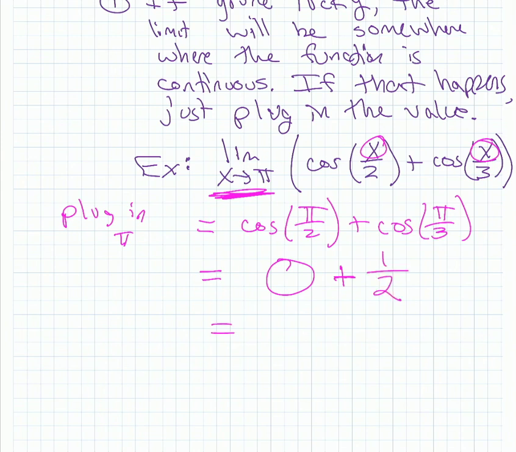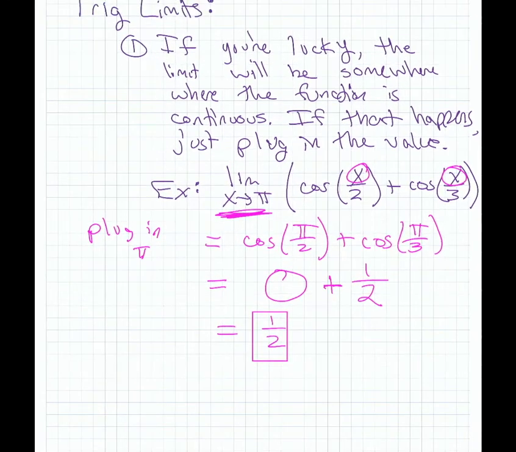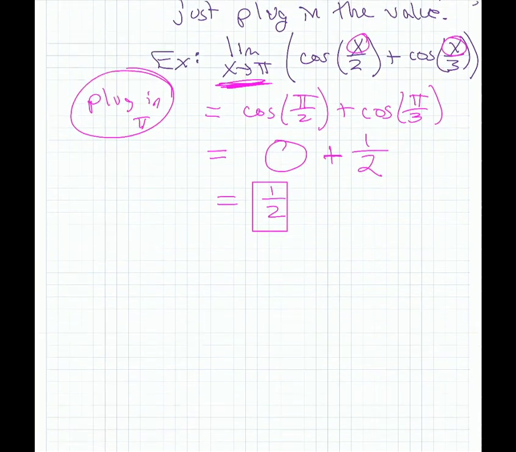So you add those together, and you get 1/2, and that's your answer. Okay? So that's the case if you're lucky, right? If you're lucky, you can just plug in the value. And you always know that the way you start out a limit is you at least try to plug in the value. So if you plug in the value and you get a number, good for you, you're done. So that's going to be your first case.